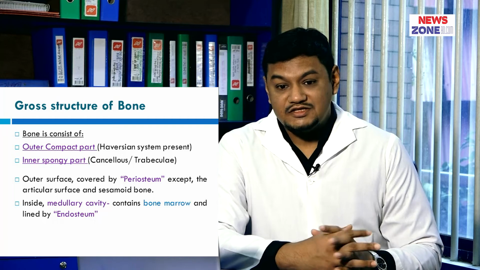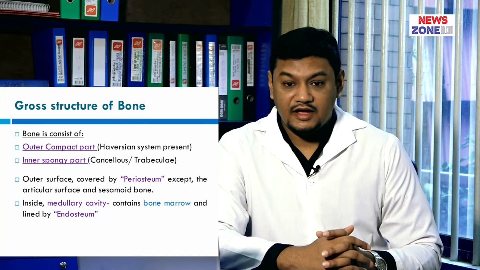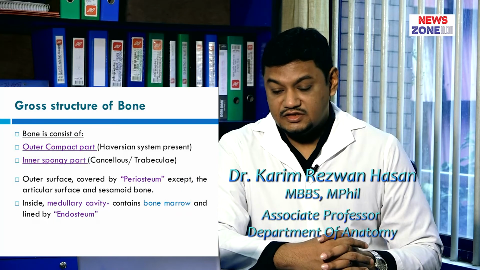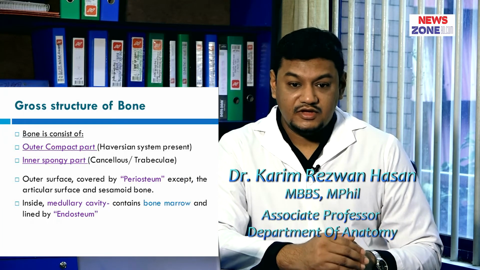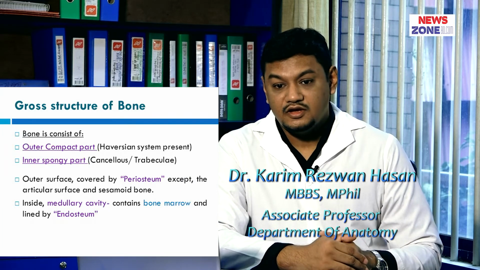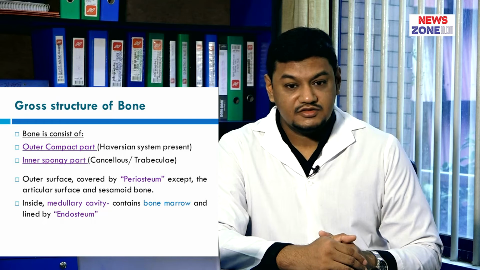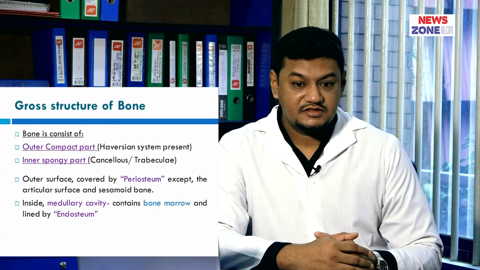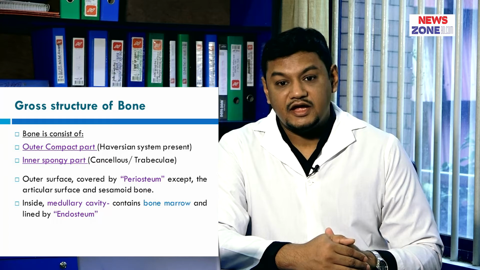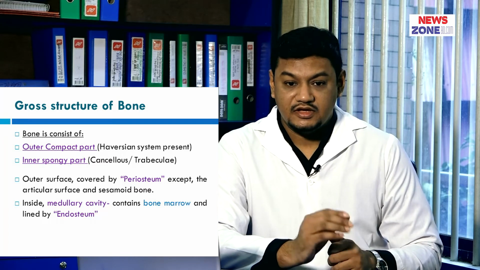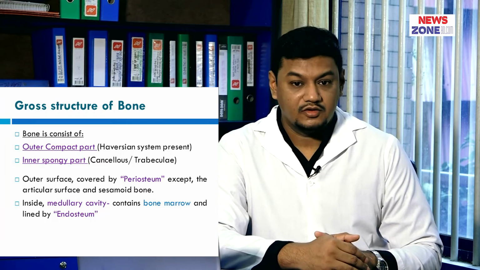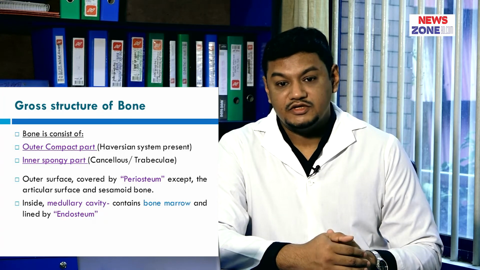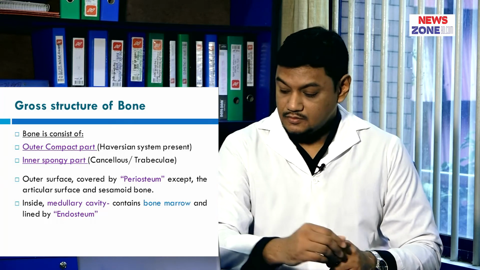Now, the bone is mainly surrounded by a layer of connective tissue that is called the periosteum. And some of the long bones have a cavity inside that is called the medullary cavity. Usually, the medullary cavity contains the medullary substance that is called the bone marrow. That bone marrow inside a long bone is usually yellow bone marrow. But in the spongy part of the bone, there is also some bone marrow which is red bone marrow.